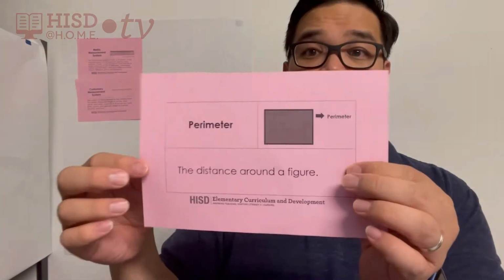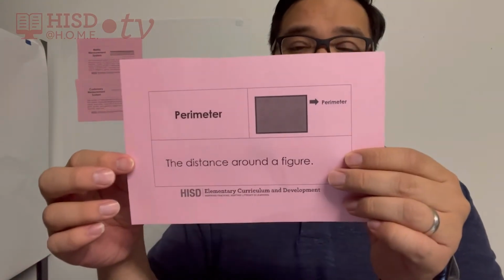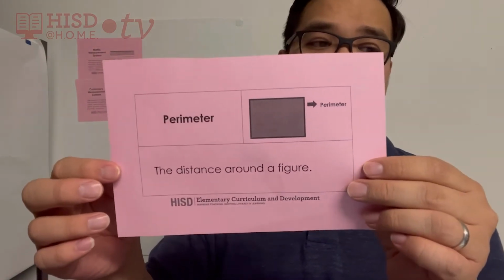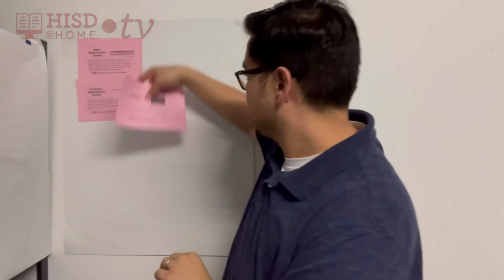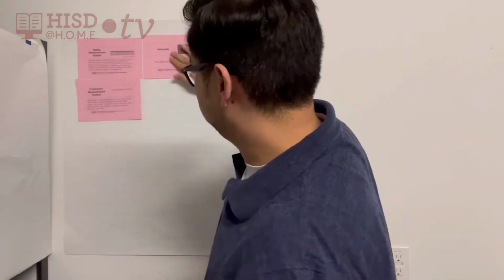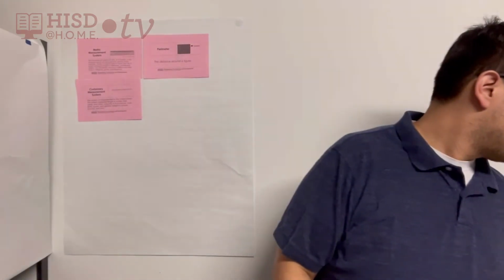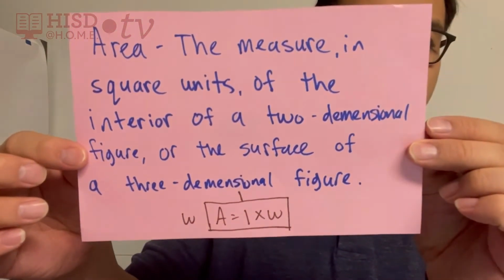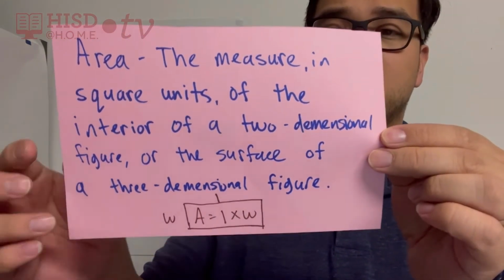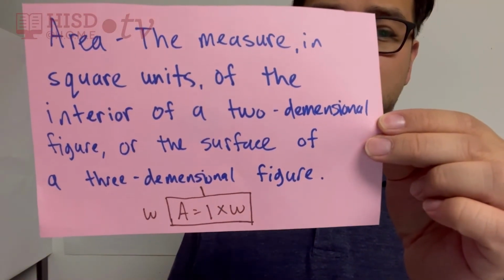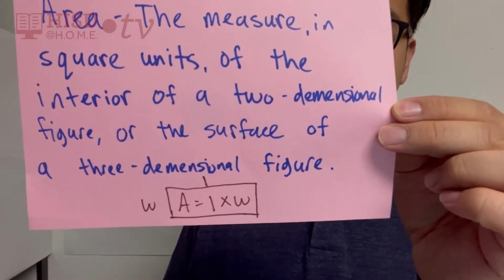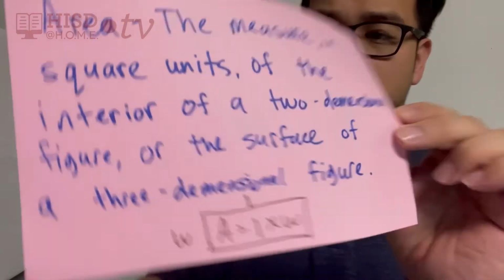And then we're going to talk about the perimeter. This is a word that you're very, very familiar with because you should have learned this in previous grades before. Perimeter is the distance around a figure. The next word is area. Again, this is a word that you've learned in prior grade levels. This is the measure in square units of the interior of a two-dimensional figure or the surface of a three-dimensional figure. Area.